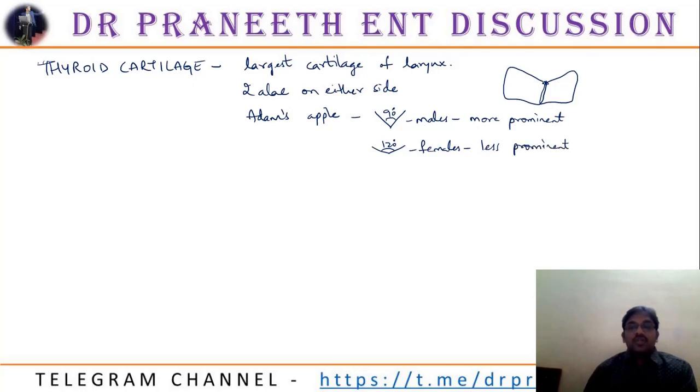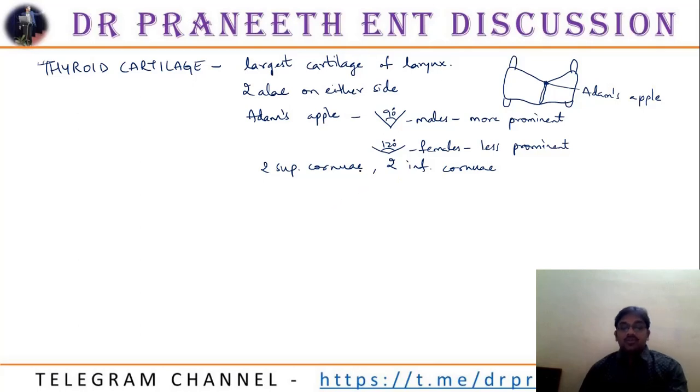So this is the Adam's apple, and it is most prominent in males. You can feel it over here. In females it is not that prominent. Also you have two superior cornua and two inferior cornua, right? So let us see the thyroid.